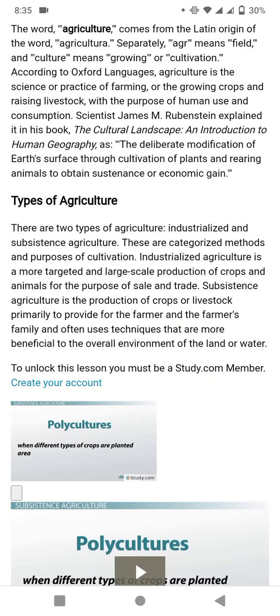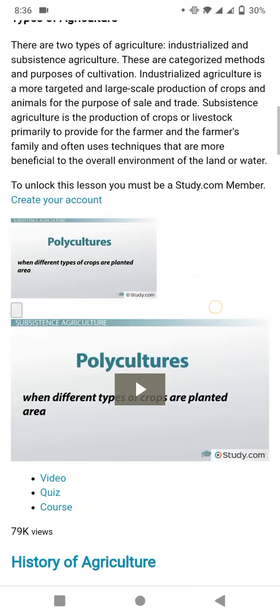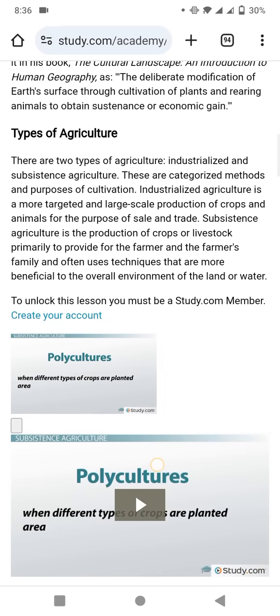So now we discuss types of agriculture. There are two types of agriculture: industrialized and subsistence agriculture. They are categorized by methods and purpose of cultivation. Industrialized agriculture is more targeted, large scale production of crops and animals for the purpose of sale and trade. Subsistence agriculture is the production of crops or livestock primarily to provide for the farmer and the farmer's family, and often more technologically simple, that is more beneficial to the overall environment, land and water.